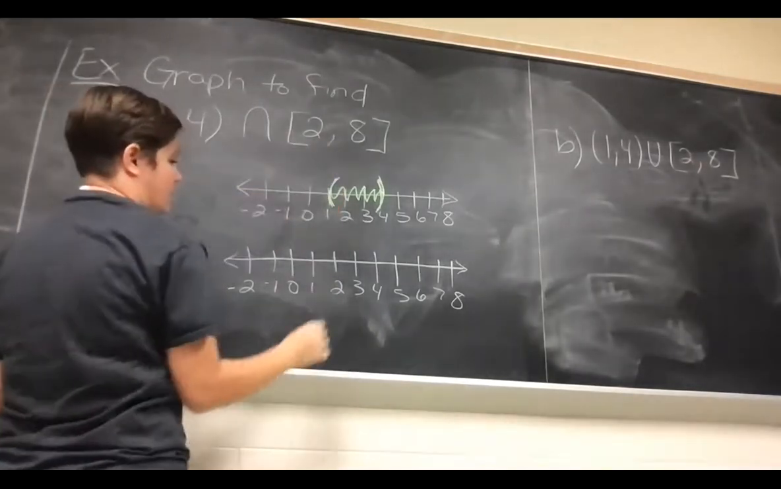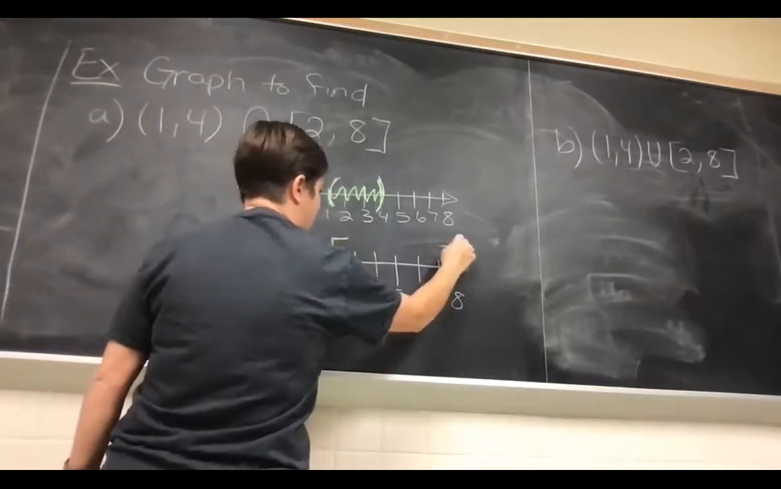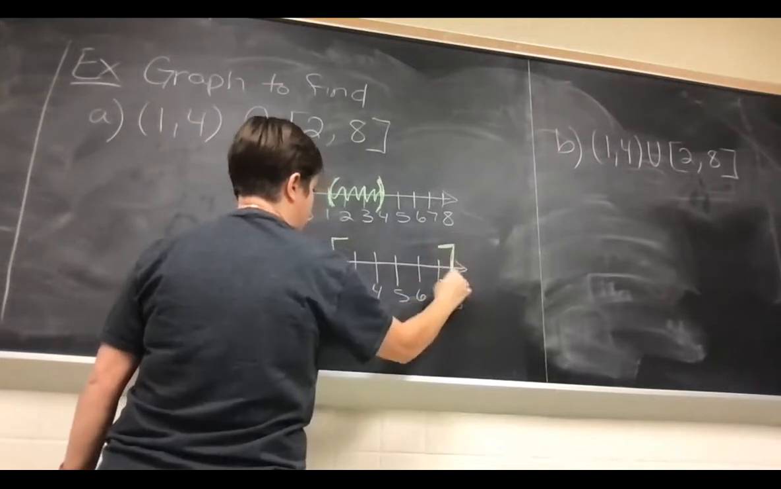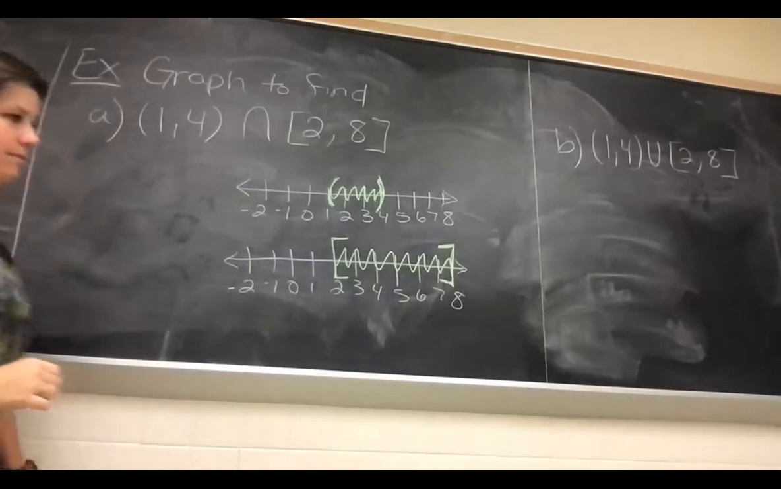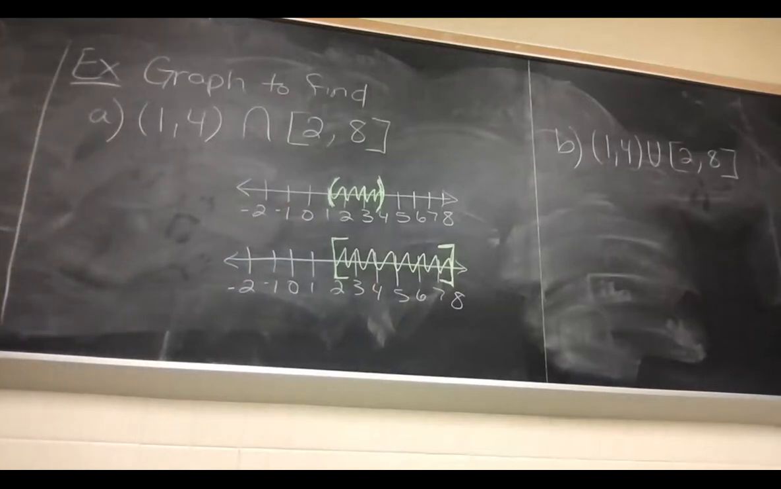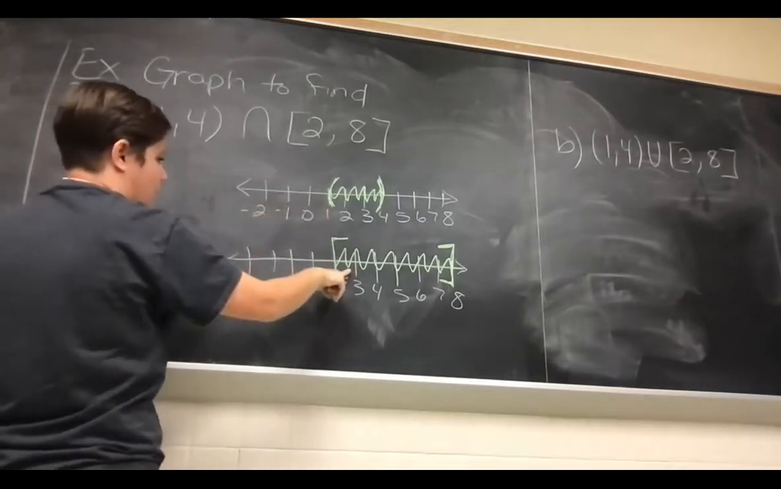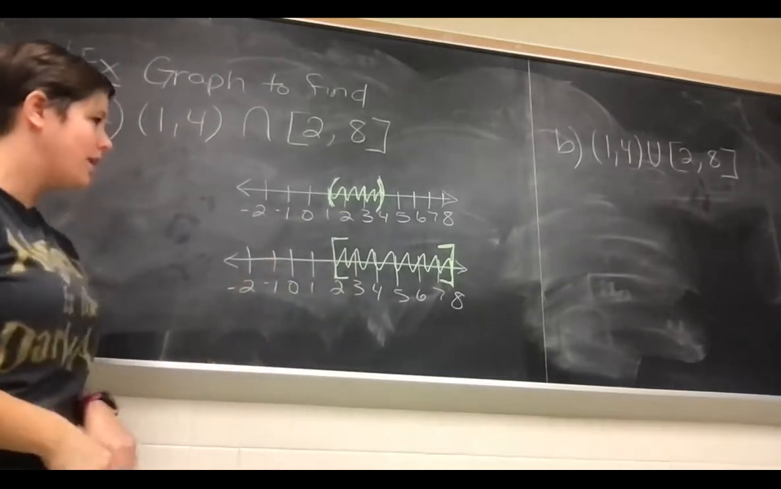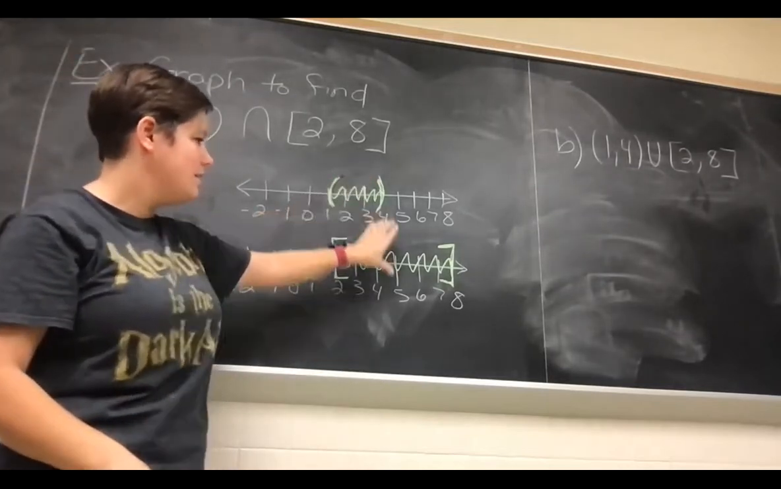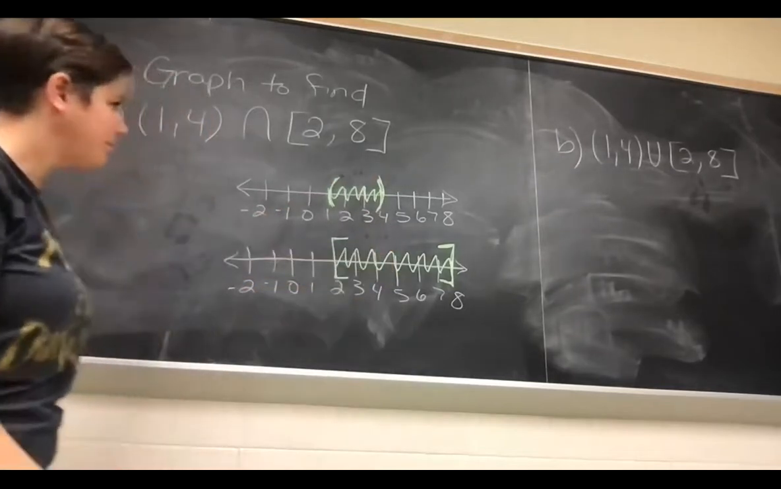[2, 8] means I start at my low end of 2 and go all the way up to 8, and I'm going to include the point 2 and the point 8. So this first one wants me to find this set intersecting with this set. Remember, to be in the intersection, you have to lie in both this set and this set. If you don't, then you're not part of the intersection.